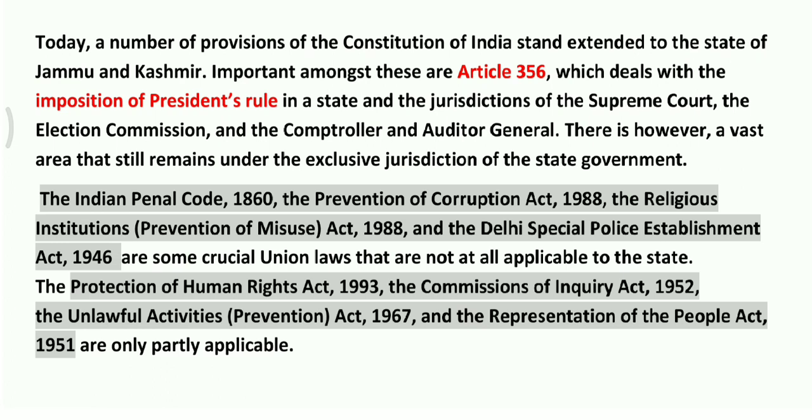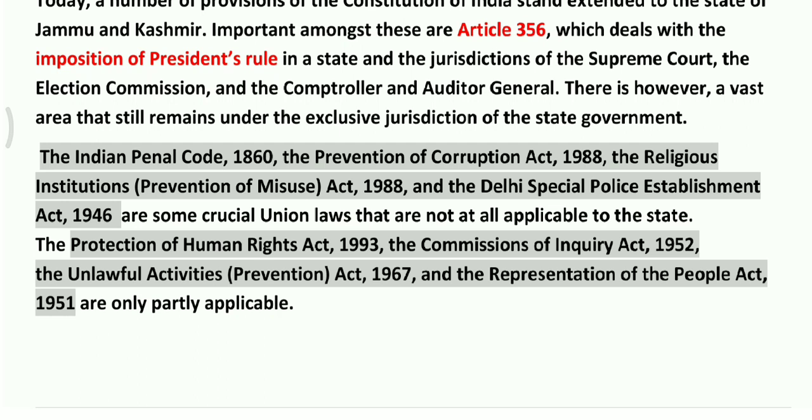The Indian Penal Code 1860, the Prevention of Corruption Act 1988, the Religious Institutions Act 1988, and the Delhi Special Police Establishment Act 1946 are some crucial union laws that are not at all applicable to the state. The Protection of Human Rights Act 1993, the Commissions of Inquiry Act 1952, the Unlawful Activities Act 1967, and the Representation of the People Act 1951 are only partly applicable.